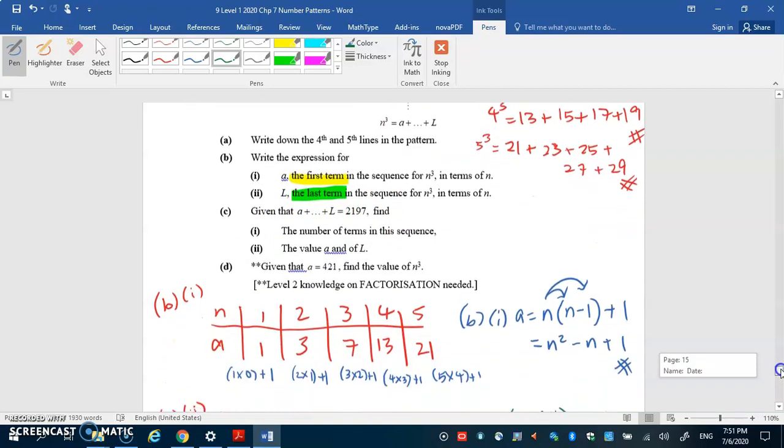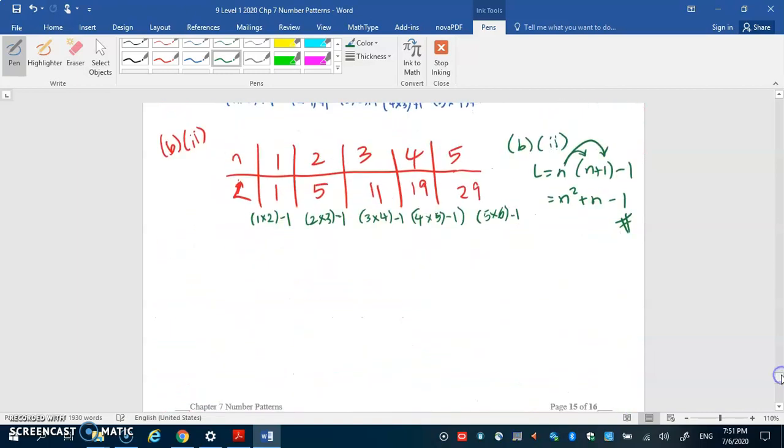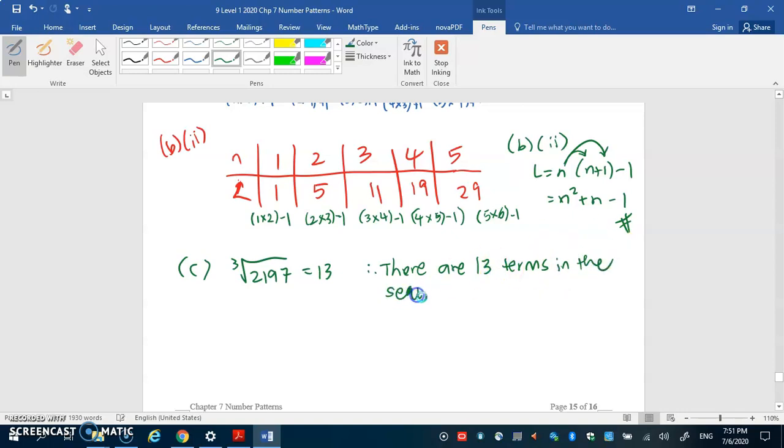Okay, so for part C, the cube root of 2197 is 13. So there are 13 terms in the sequence. Therefore, there are 13 terms in the sequence. Okay, that's for C part 1.